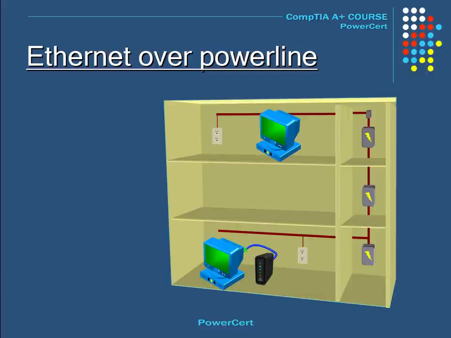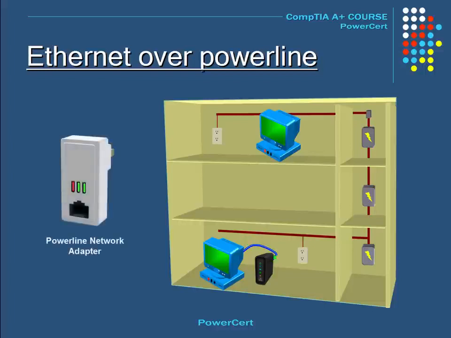So for example, let's say you needed this computer up here to be able to access the internet. But for some reason you can't get any network cables or any Wi-Fi signal to reach that computer. So in this case, we're going to use Ethernet over power. So we're going to need a couple of power line adapters like these.